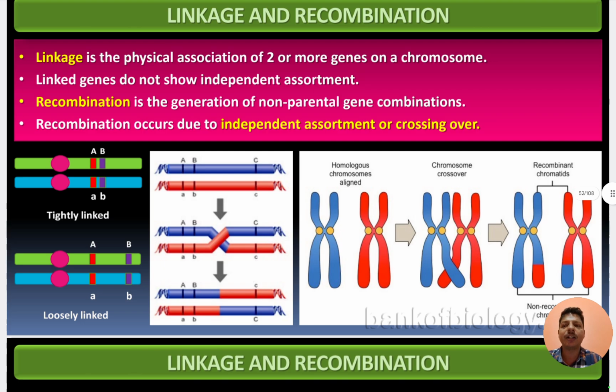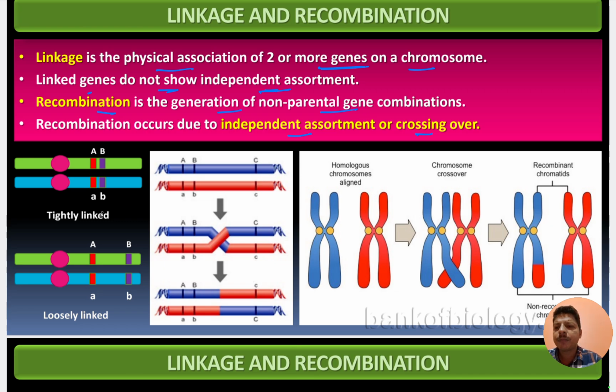Next is linkage and recombination. Linkage is the physical association of two or more genes on a chromosome. Linked genes do not show independent assortment. Recombination is the generation of non-parental gene combinations. Recombination occurs due to independent assortment or crossing over.